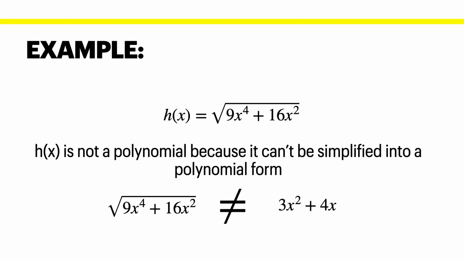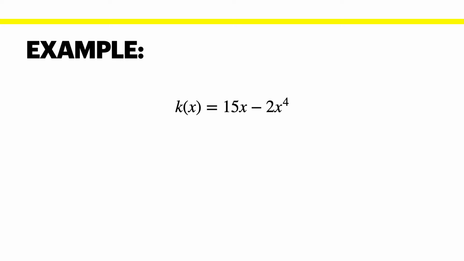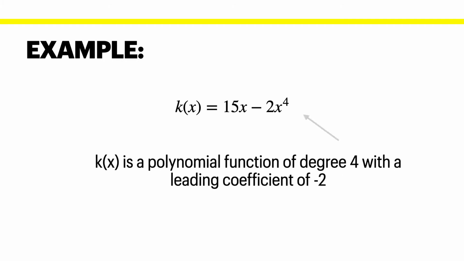So it's not a polynomial. How about this one? For this one, we have 15x minus 2x^4. This is obviously a polynomial of degree 4 with a leading coefficient of negative 2, only because the powers of the polynomials are real and positive numbers. The moment the powers become negative numbers, your polynomial will not be a polynomial. It's going to be something else, and we will tackle that in the future.